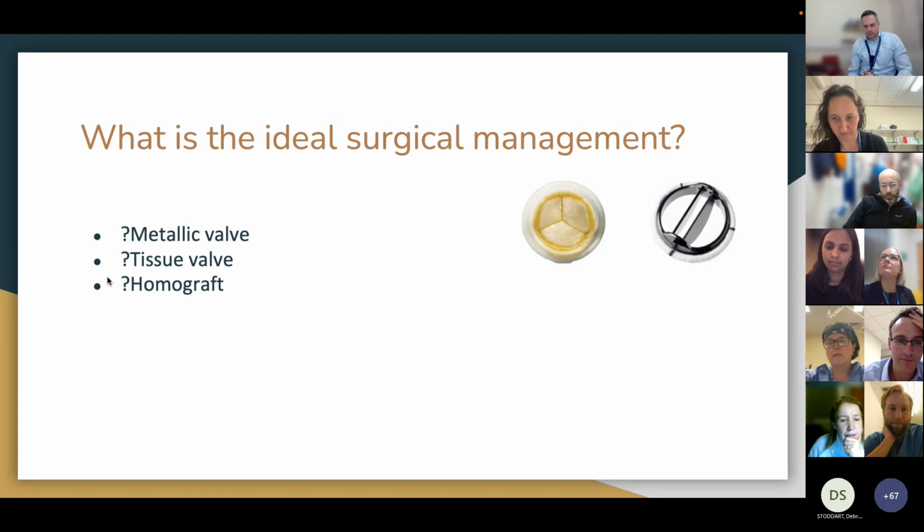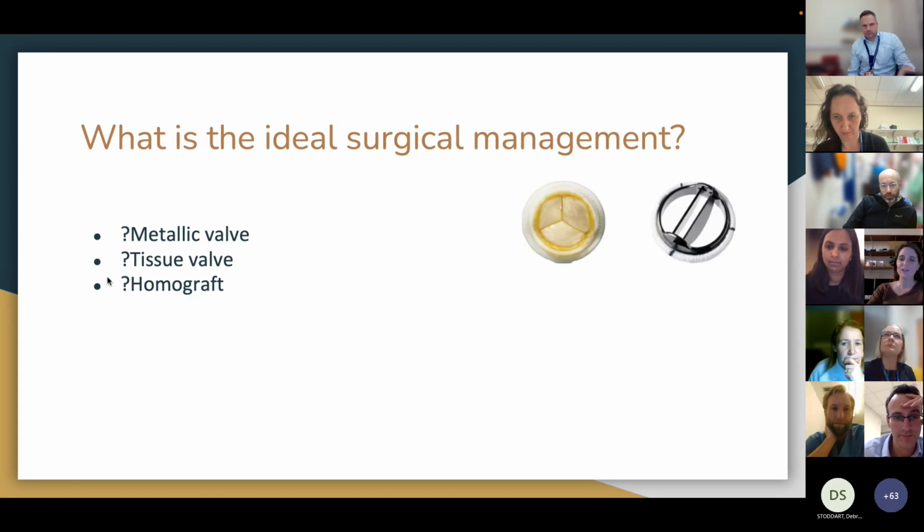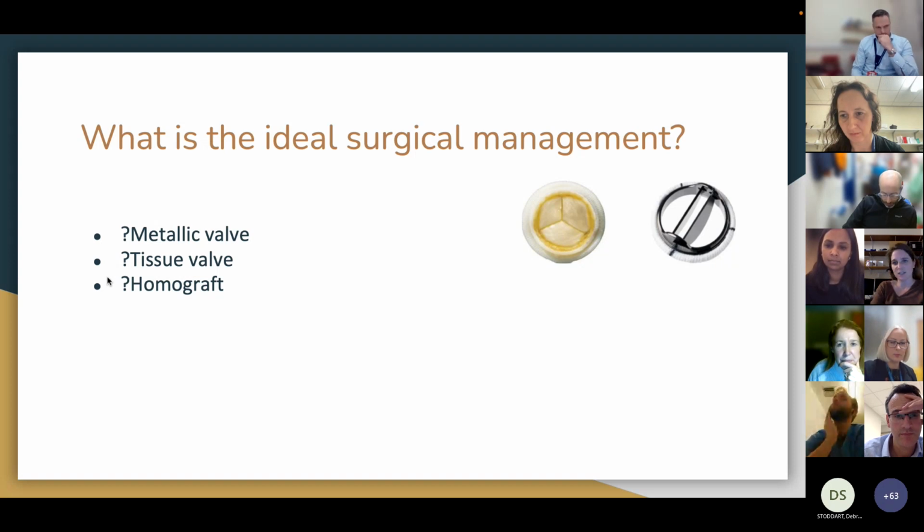I think also with the homograft, obviously we don't have it on the shelf, so that's the problem with the homograft. So it will either be tissue or mechanical. But I agree, Kate, that here there might still be an option in a valve sparing procedure, which would be the best, of course, in her case. Did you say she had AI? Yeah, she had moderate on the TOE.